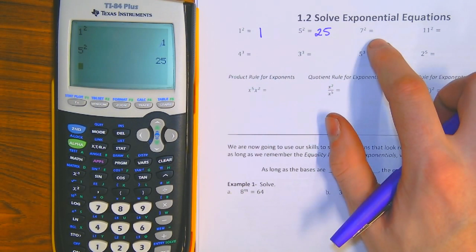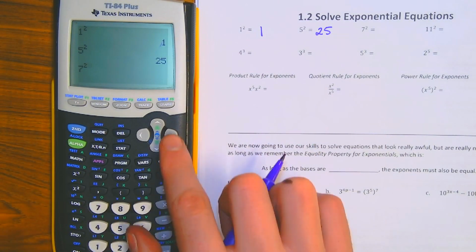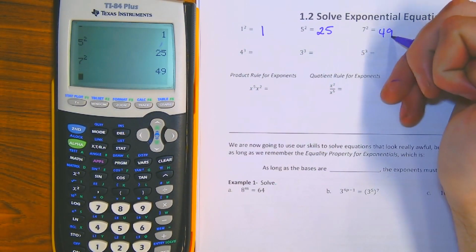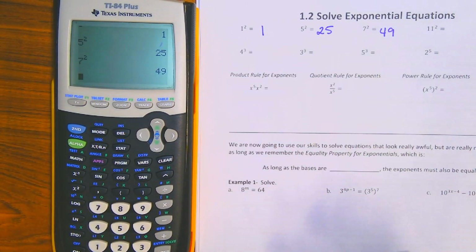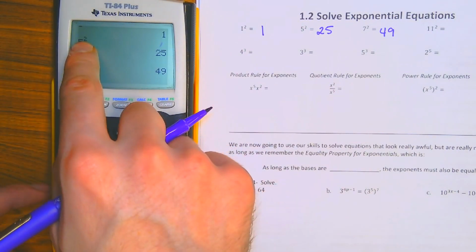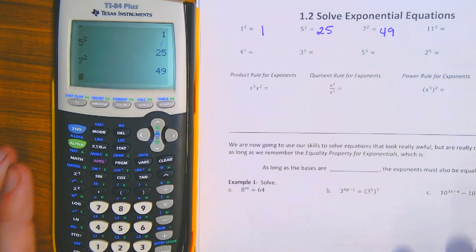So let's go to our next one. 7 to the second power. Press enter. And that's 49. All that's really happening here is that we're saying 7 times 7. And we're saying 5 times 5. 5 times 5 being 25 and 7 times 7 being 49.